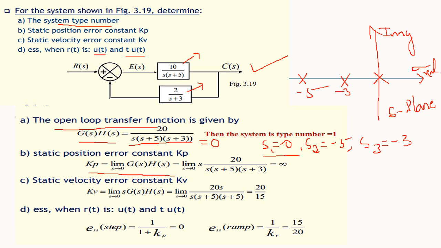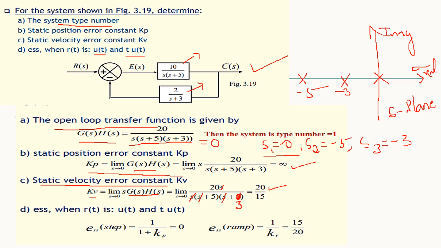Now the static position error. The formula is the same: Kp is equal to limit s tends to 0 of g of s h of s. We already know what g of s into h of s is. If I substitute the values, I get the answer as infinity. In the next case, for Kv, I just need to multiply by s. So limit s tends to 0 of s g of s into h of s. Here the s terms get cancelled, and there is a mistake here: this is not 5, it is actually 3. So with s equal to 0, it is 20 divided by 5 into 3, that is 20 by 15.